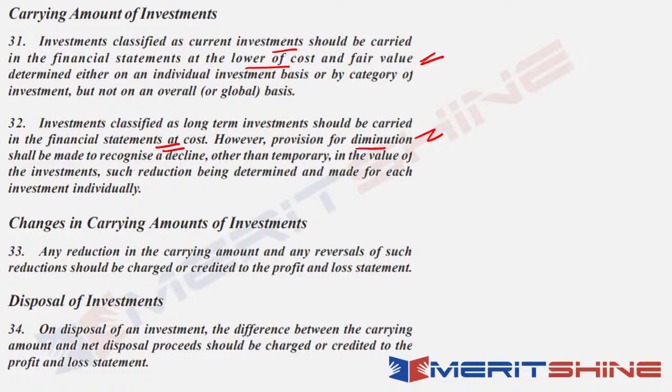However, provision for diminution shall be made to recognize a decline other than temporary in the value of investment, such reduction being determined and made for each investment individually. Unless something catastrophic happens and you say, nahi, ye to European Union is gone. Unke bonds have really gone. So I had that 10-year wala bond, I'll have to review and de-recognize. In fact, I have to devalue it at the new rate, which is now recognized. Right? Only in such cases. Otherwise, you will put it at cost.